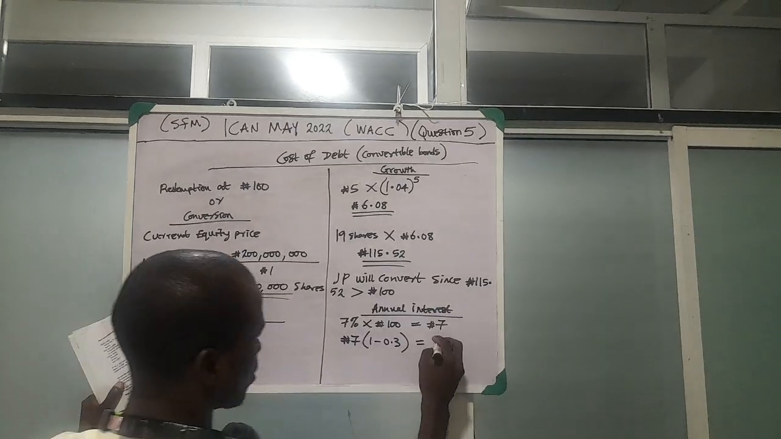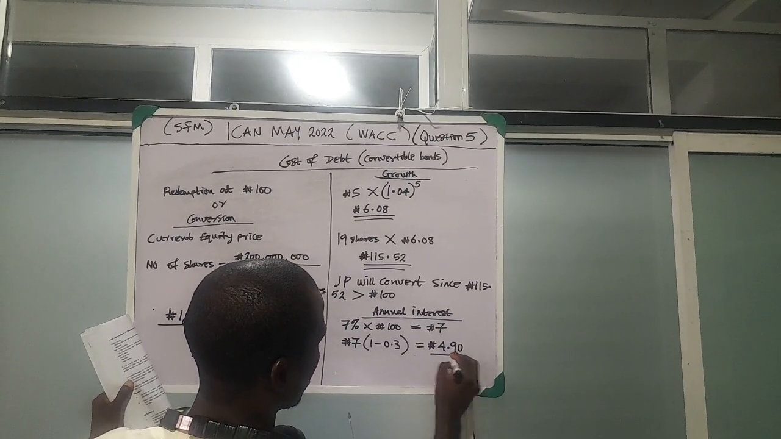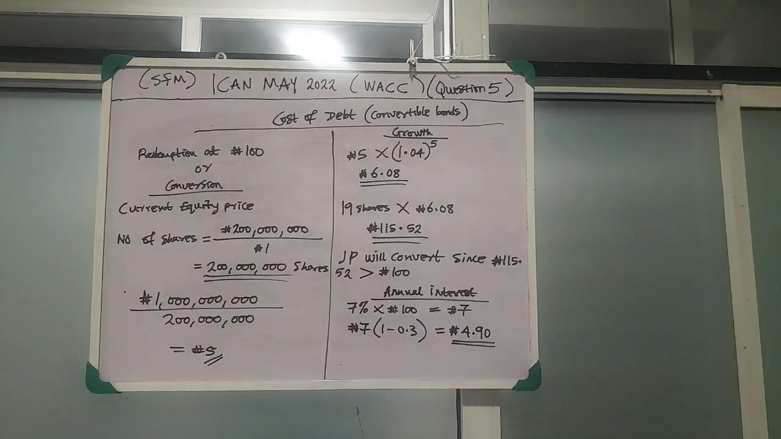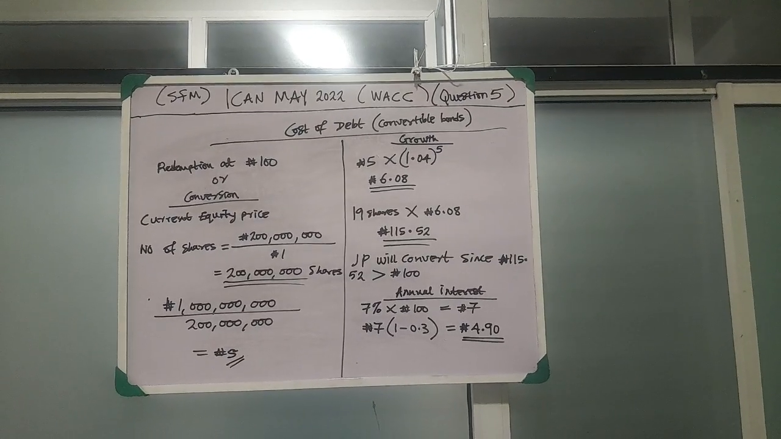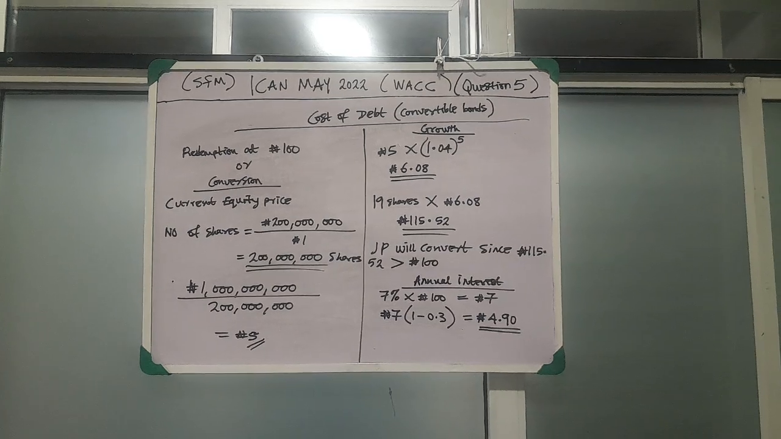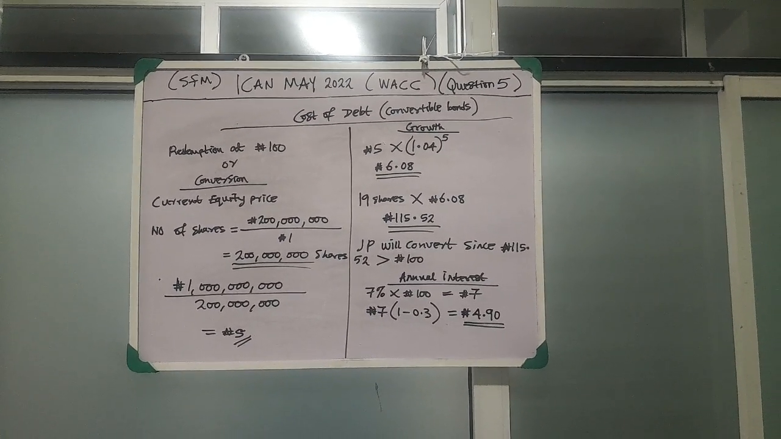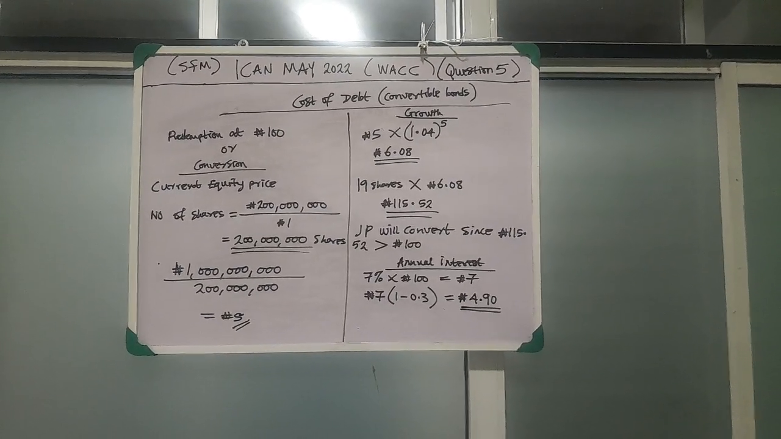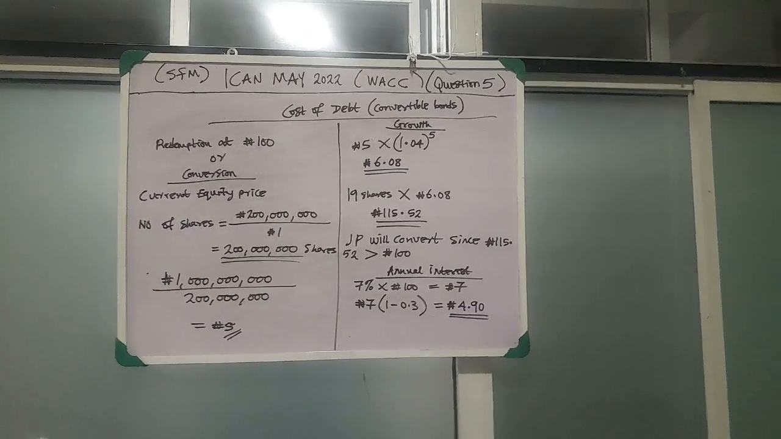So we'll have 4 naira 90 kobo as the post-tax value. Since you've gotten the post-tax value, you can proceed. We also need the current market price per bond. Just as we have gotten this for equity, we need that for bond, so that we can know what is the actual cost of the bond.